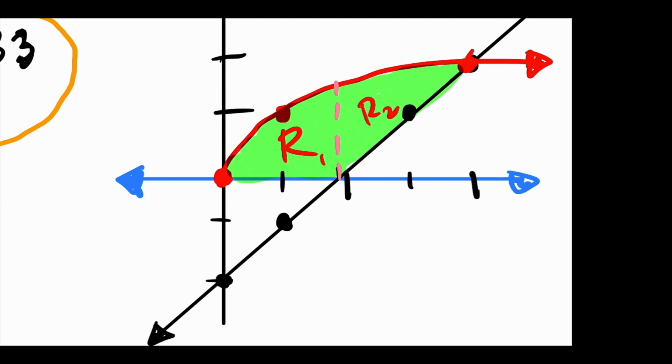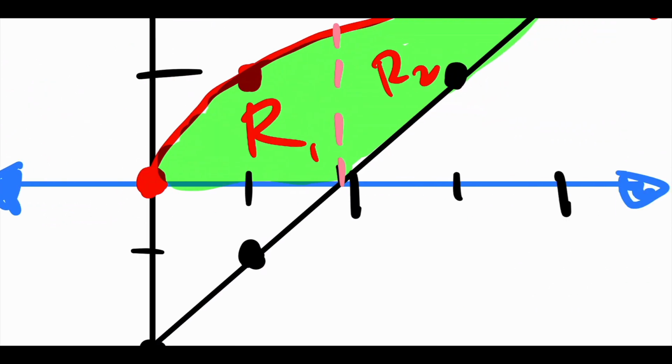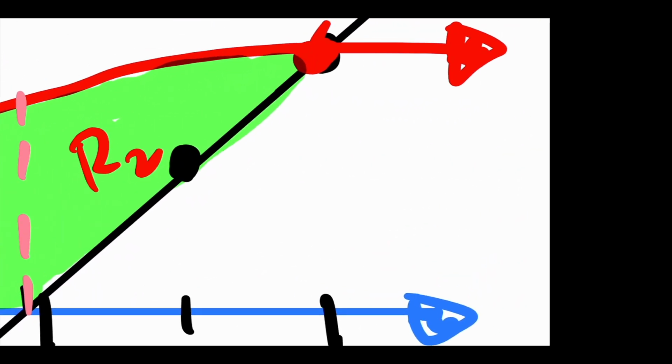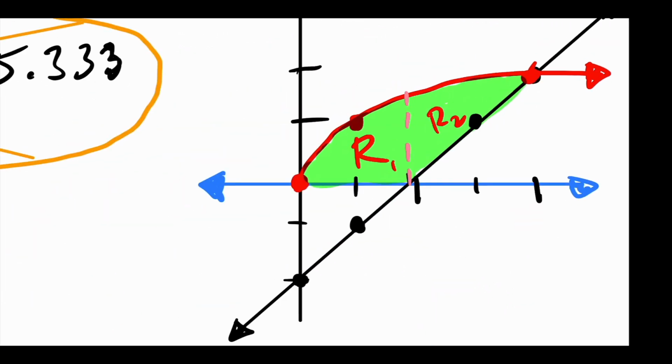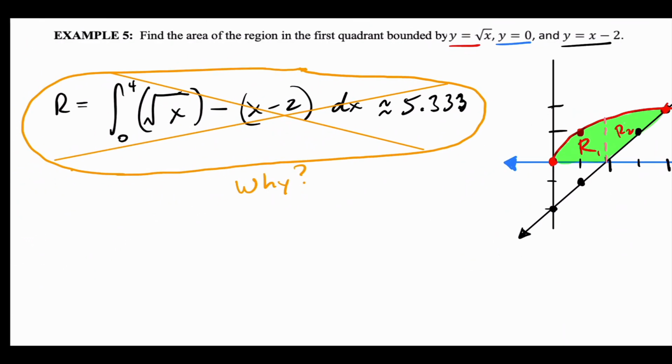So R1: the top bound is the square root of x minus the bottom. For R1, the bottom is y equals 0. You don't actually need to put the 0. The more difficult part is the bounds.